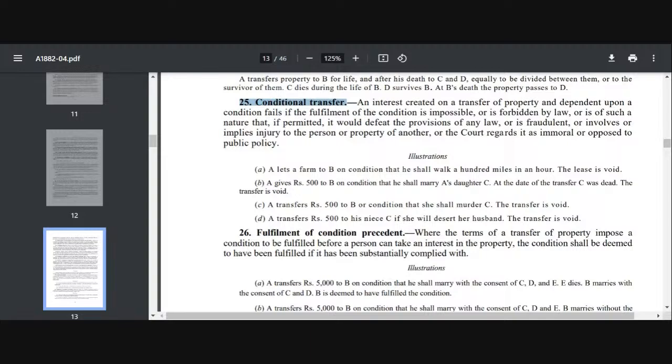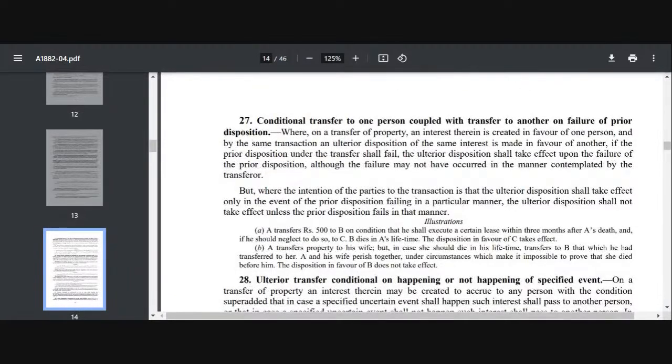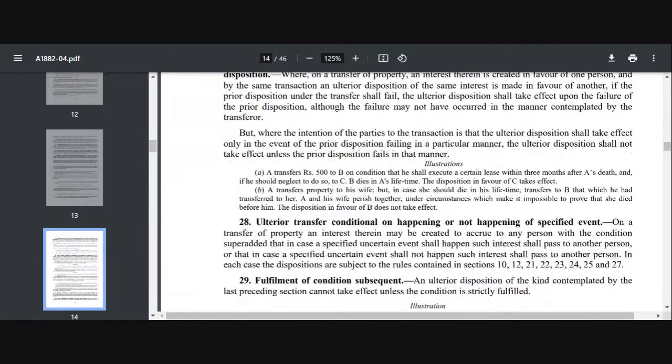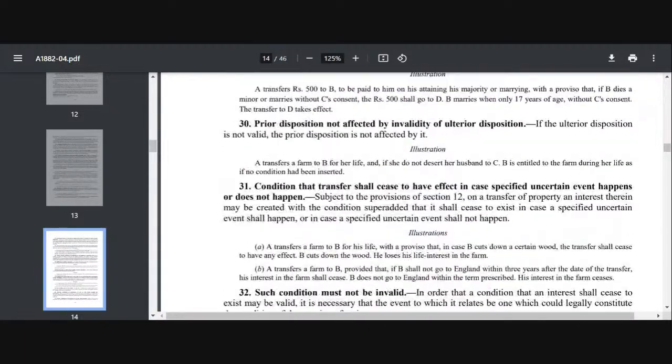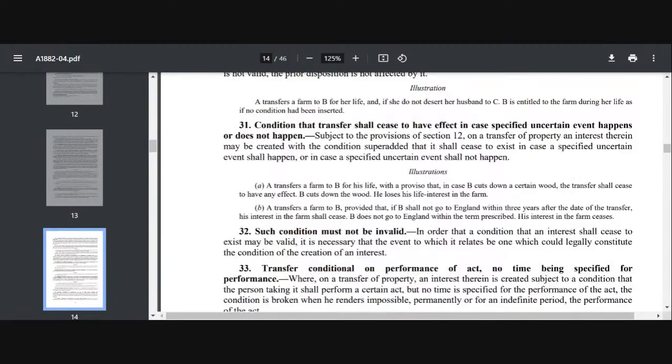ठीक है. And section 26 is talking about fulfillment of condition precedent, right. देखो उसी से रिलेटेड है 27 and 28 भी. And 29 talks about condition of fulfillment of condition subsequent, right. So these are related with the conditions only. All these are extensions of conditional transfer.